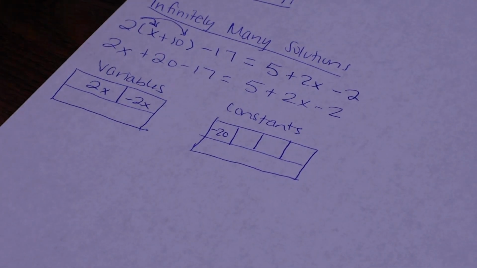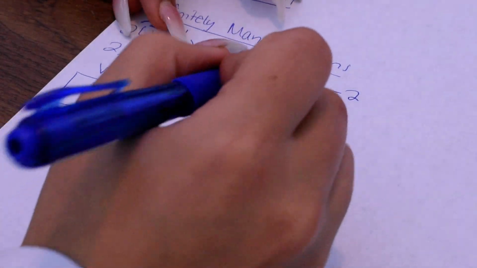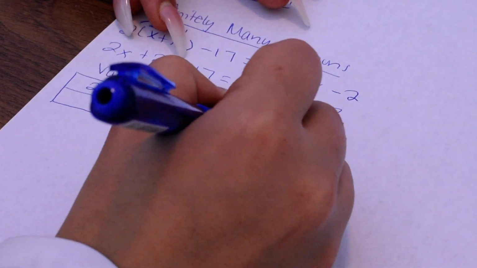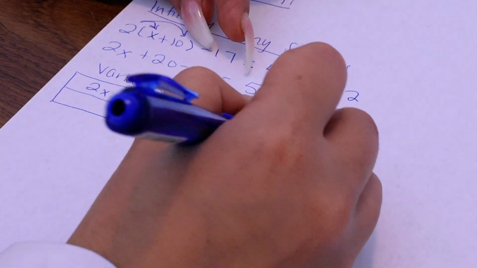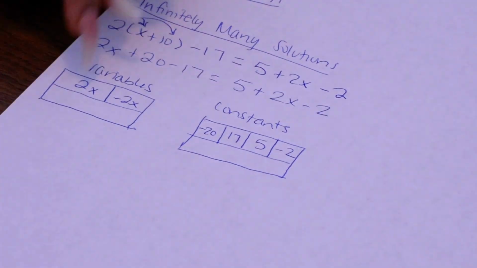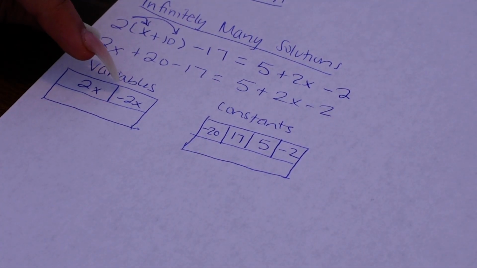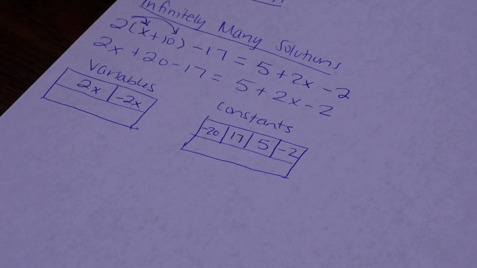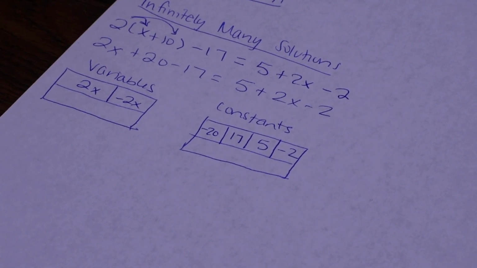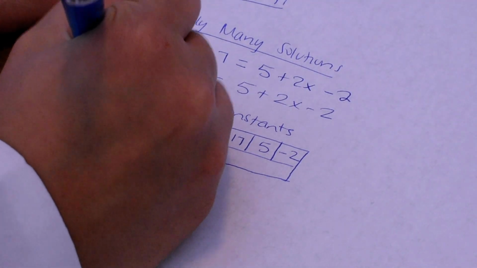We are grouping them, right? Negative 17 is on the left, put it on the right. 5 is on the right, keep it. Negative 2 is on the right, keep it. So 2x plus negative 2x, that just gives me 0. Not 0x, just 0. It goes away. All right?